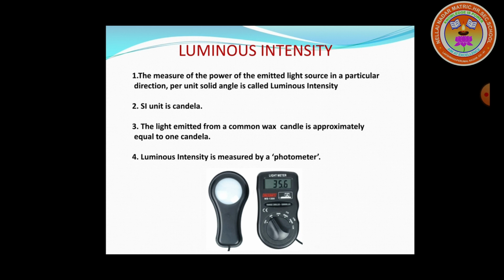The luminous intensity can be measured by a photometer. See the figure also. It is used to measure the luminous intensity. Mostly it is used in cricket grounds, where the umpires check the intensity of the light as perceived by the human eye. That is the instrument used, and it is called a photometer. So the photometer is used to measure the luminous intensity values.